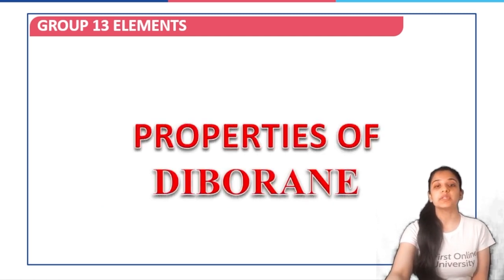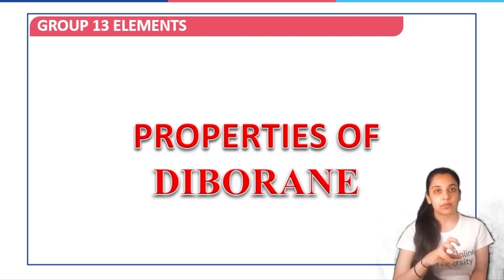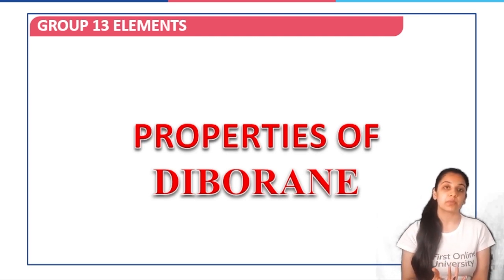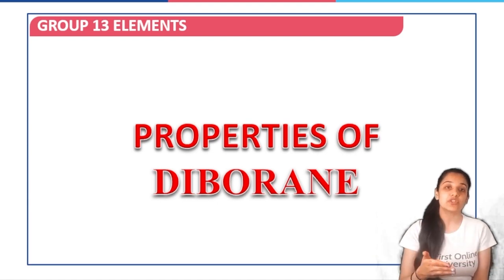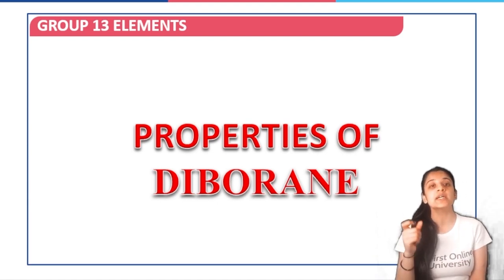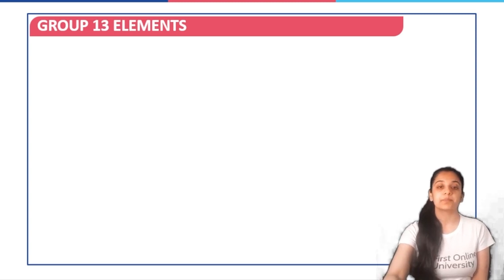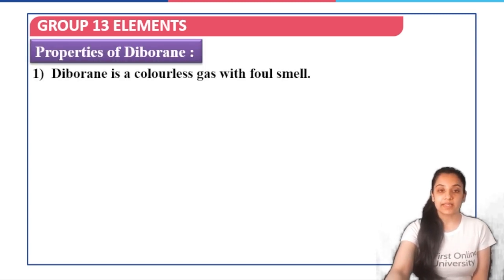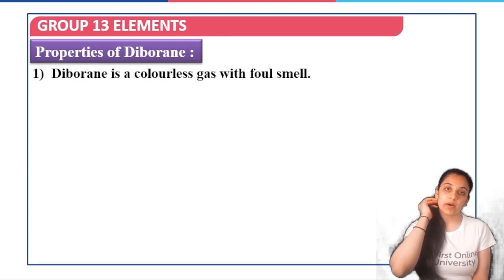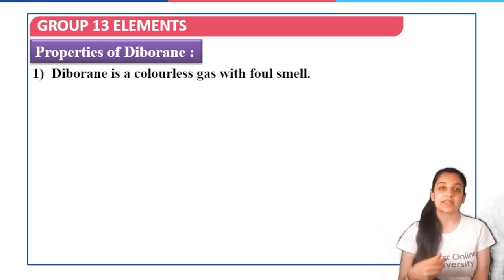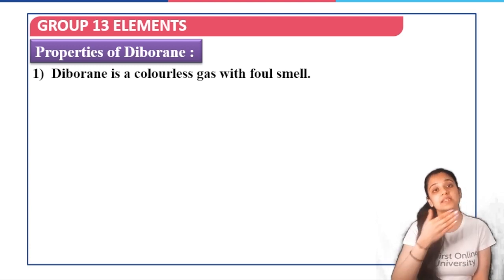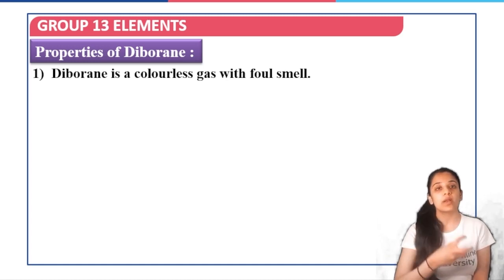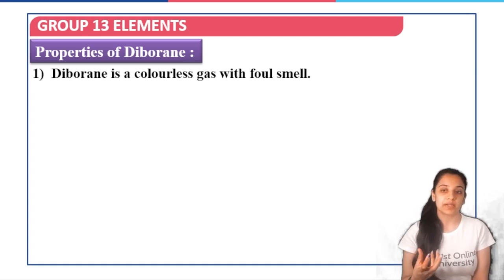Next, we move on to the properties of diborane. We've already discussed what diborane is and what the methods of preparation of diborane are. Now we are going to move on to the properties of diborane, and then we'll be moving on to the uses of diborane. When we talk about the properties, first of all, we need to talk about both the physical as well as the chemical properties: what it looks like, how it smells, what the melting point or boiling point is, and so on. These are all the physical properties. Then what reactions it can undergo will be under the chemical properties of diborane.